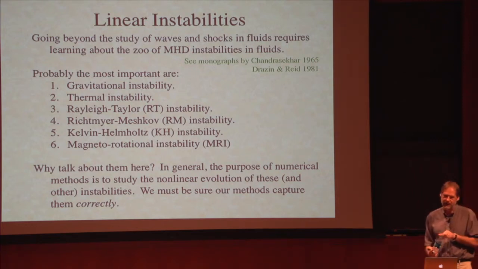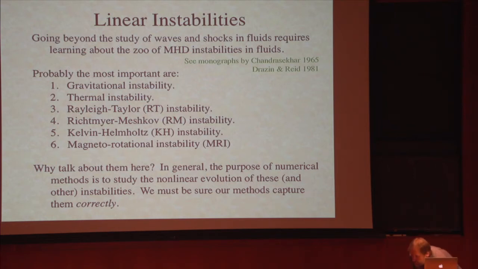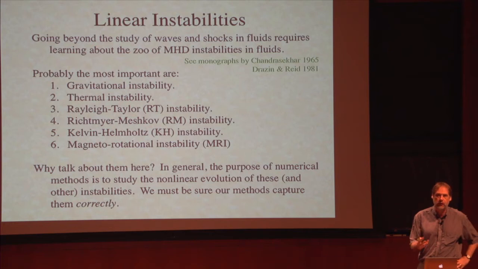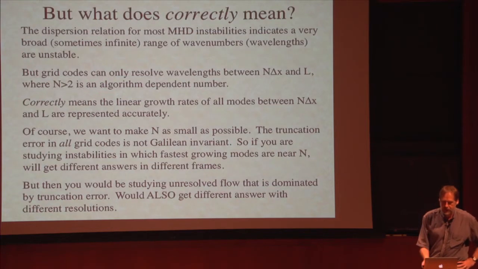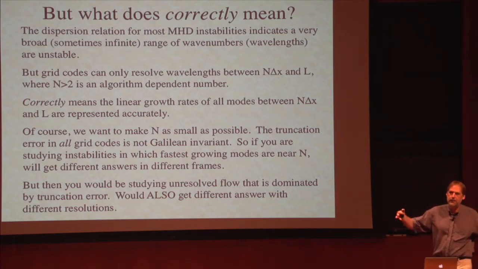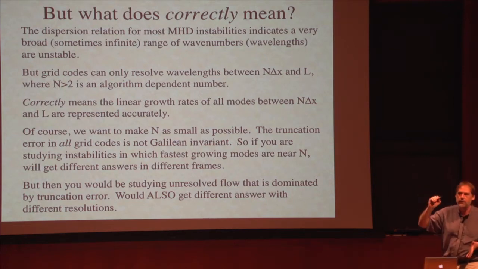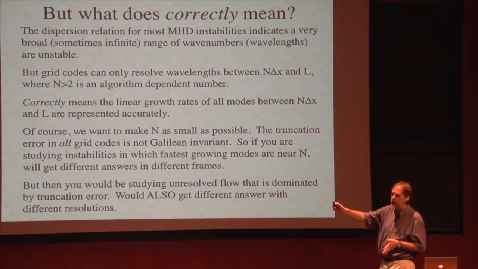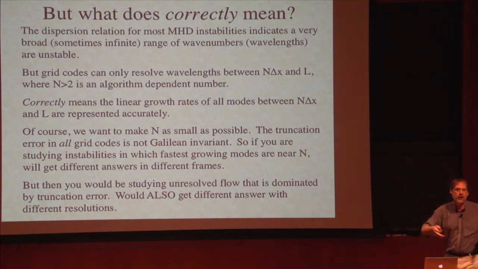So what do I mean by correctly? And here, it's important to realize what is feasible and what is not feasible. I'm going to specialize to grid-based methods. What does correctly mean? So the dispersion relation for most MHD instabilities usually contains a very broad range of wave numbers which are growing exponentially. There may be one specific wave number which has the fastest growth rate and ultimately will dominate the flow, but in general, the flow is unstable to a very broad range of wave numbers, which corresponds, of course, to wavelengths.